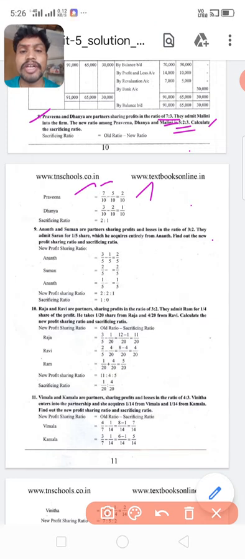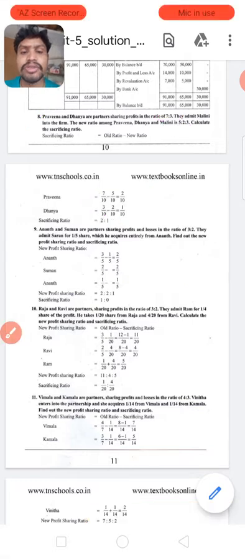For Danya also we have to follow the same method. 3 by 10 minus 2 by 10. So the answer is 1 by 10, right? So the sacrifice ratio, we have to find out for the old partners, because old partners only sacrifice their ratio for a new partner. So the sacrifice ratio is 2:1. That's all, my dear students. If you have any doubt, you can ask me, right? The next one, we are going to do the ninth problem.